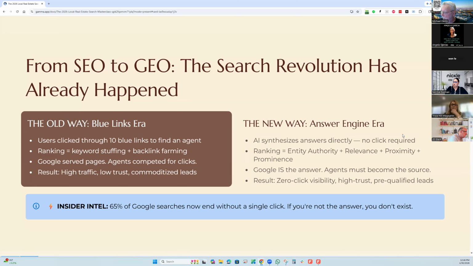Google is the answer. Google used to be the source of answers. It's not the source so much anymore. It is the answers. Agents have to become the source. Now, what that means is that, let's say, I'm in Morgan Hill. There are different communities in Morgan Hill. There's different subdivisions in Morgan Hill. There's an area called Borrello Ranch.